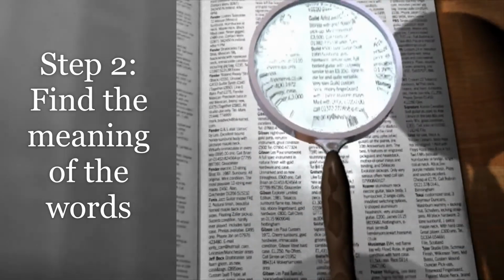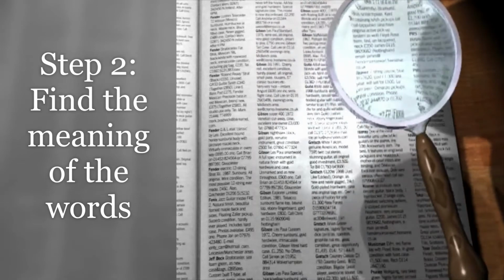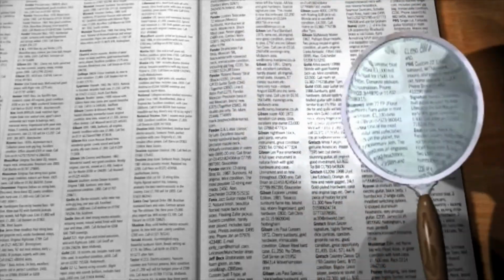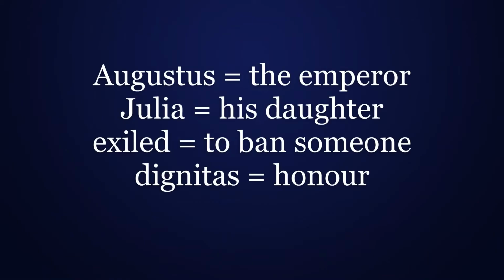Next, use a dictionary to find the meaning of the words you highlighted in the previous step. In the previous example, a dictionary would help you discover that Augustus was the emperor of Rome, that Julia was his daughter, that exiled meant to ban someone from returning to their homeland, and that dignitas was a sense of honour that was valued in ancient Rome.